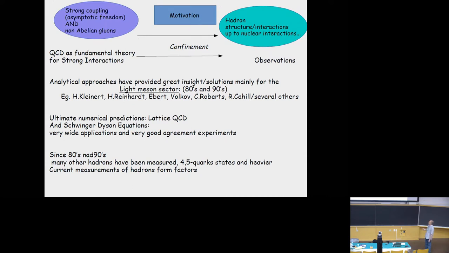And I will just remind that analytical approaches have been considered for several years. In particular, I will address methods that have been investigated in the past by several people, and nowadays they are not really being used. Nowadays, people look to lattice QCD, which is expected to provide ultimate numerical predictions, and Schwinger-Dyson equations and related methods are very powerful. In spite of all this, I will go back in time to look for some analytical methods.